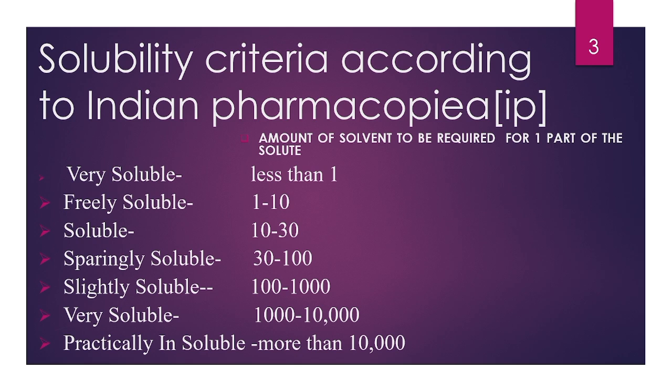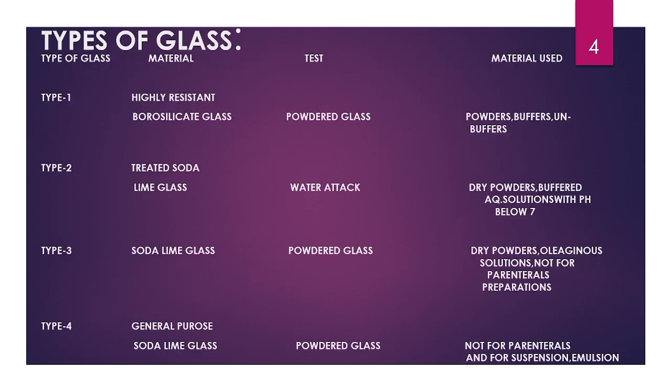Next, soluble means 10 to 30, sparingly soluble 30 to 100, slightly soluble 100 to 1000, very slightly soluble 1000 to 10,000, and practically insoluble or insoluble, the ratio is more than 10,000. These are the solubility criteria according to the Indian Pharmacopoeia. We must follow these solubility criteria for dissolving any substance.